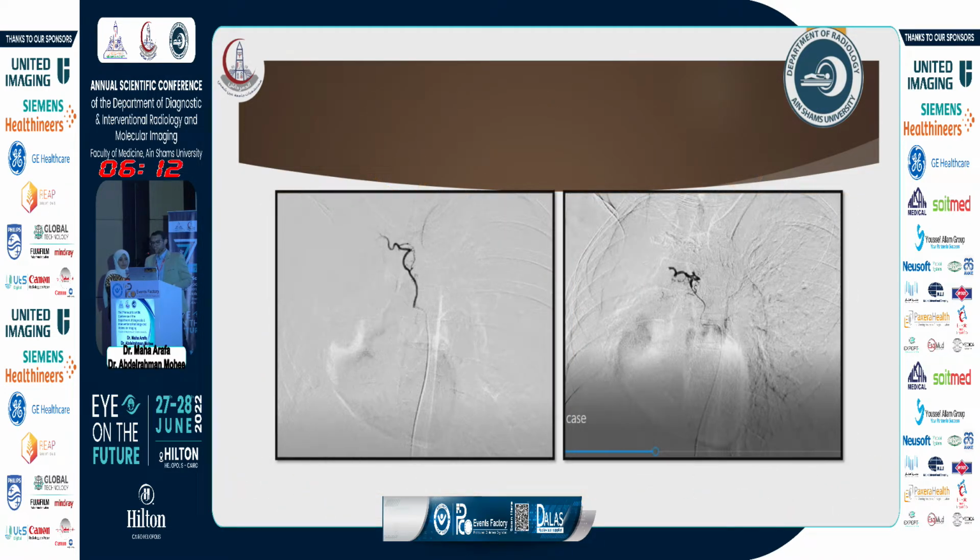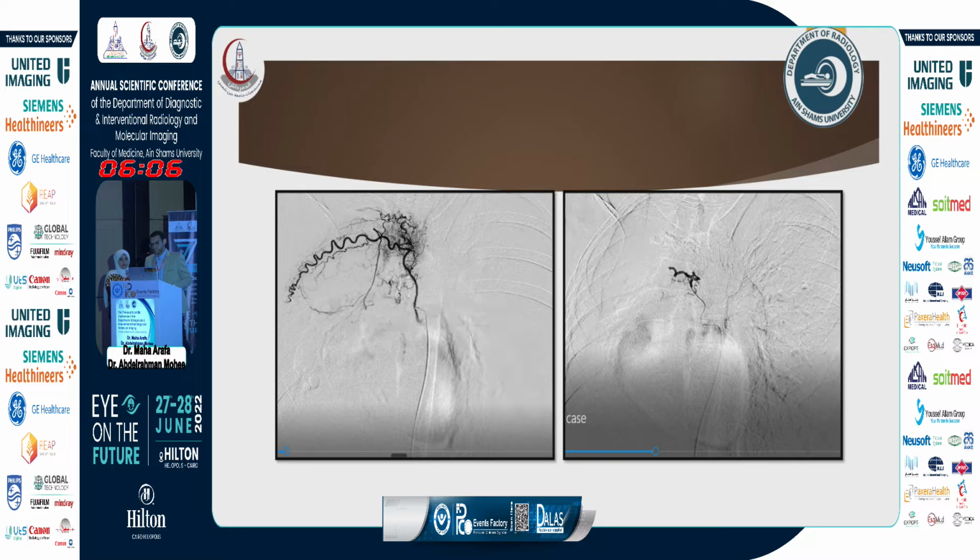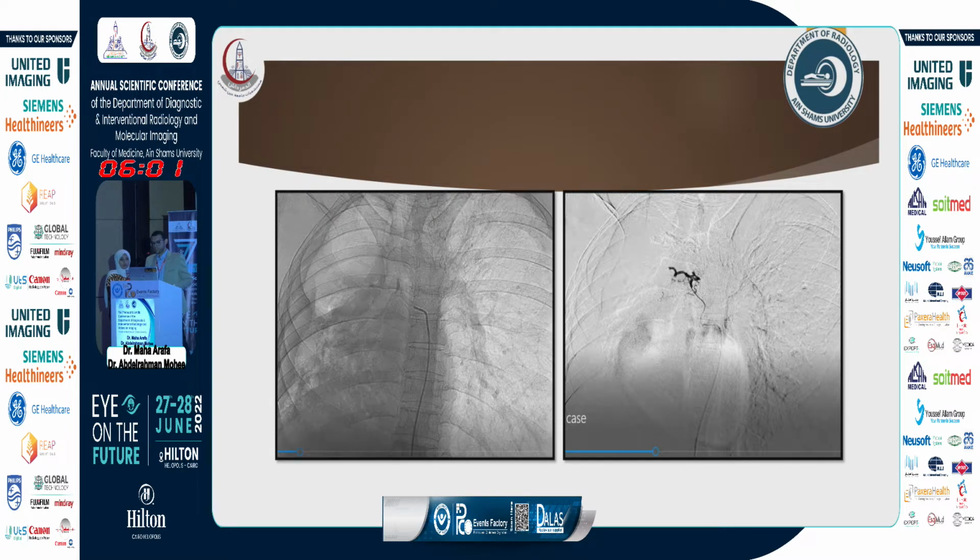Coming to conventional angiography. On selective catheterization of right-sided diseased bronchial arteries, abnormal blush was noted, followed by embolization using 300 to 500 micron particles. However, this was not the only one, as expected. This is the control after the embolization.